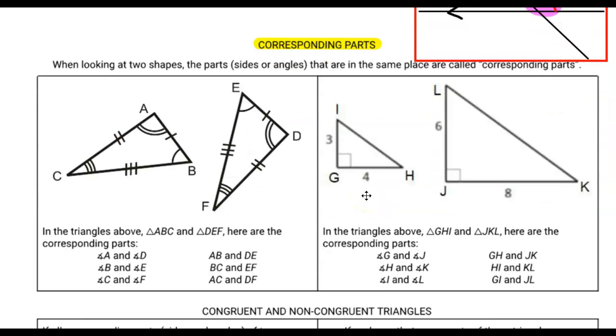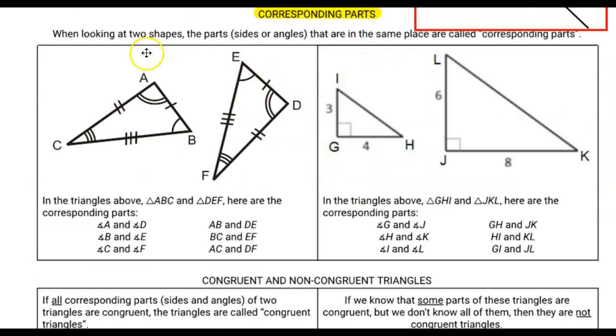Now let's introduce the idea of corresponding parts. Corresponding parts are two parts, either sides or angles in two shapes, that are in the same place. Now we talk about the same place, but it's not always exactly the same spot on the paper. It's just in the same place on the shape. For example, in the two triangles above, triangle ABC and triangle DEF, here are the corresponding parts. Let's take a look at a couple of those parts.